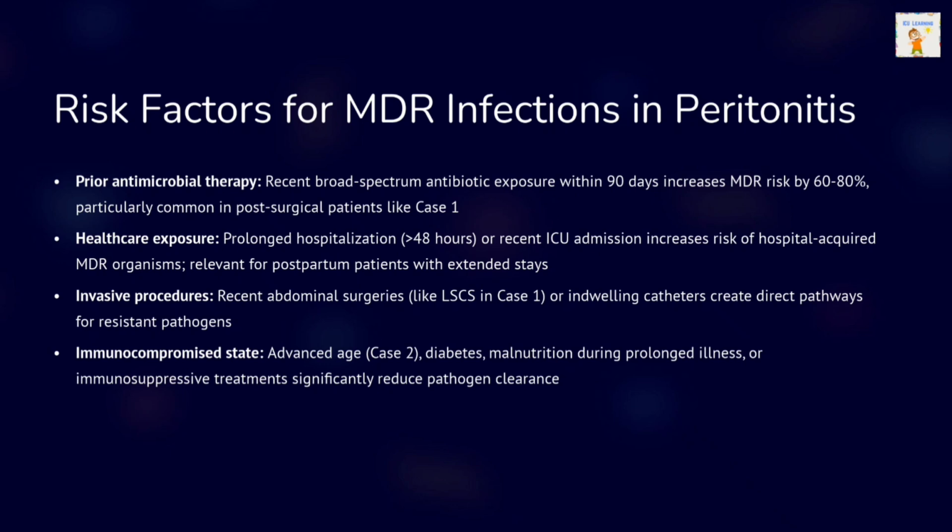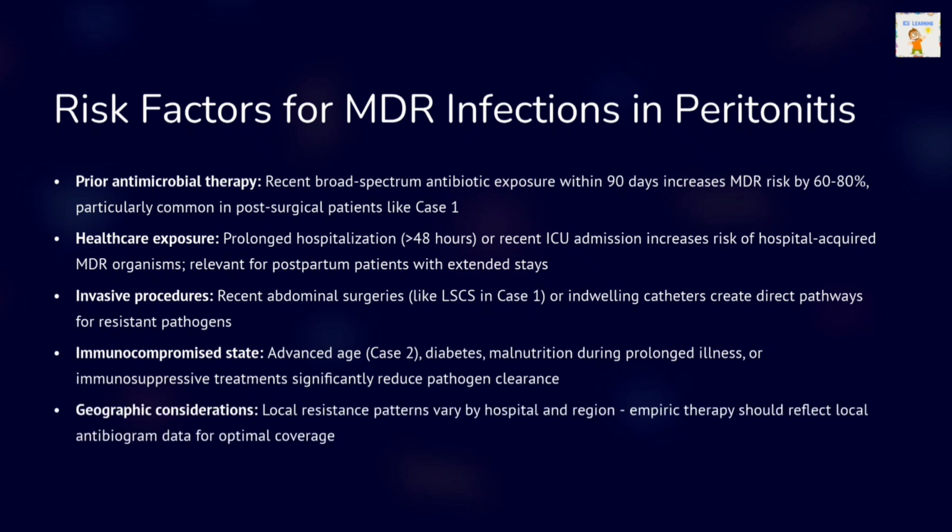Immunocompromised state. Advanced age is not a very strong condition where we can say she is immunocompromised, but that is a risk factor. Diabetes, malnutrition, prolonged illness, or immunosuppressive treatment. And geographic conditions, local resistance patterns, these things should also be taken into account.